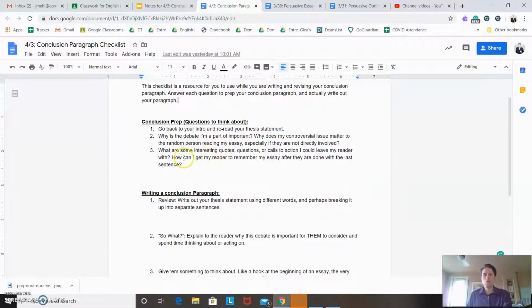You're going to read through these questions. First, you're going to go back to your intro and reread your thesis statement. You're going to answer the question, why is the debate I'm part of important? Why does my controversial issue matter to the random person reading my essay, especially if they're not directly involved? And you're going to ask yourself this last question, what are some interesting quotes, questions, or calls to action I could leave my reader with? How can I get my reader to remember my essay after they're done with the last sentence?